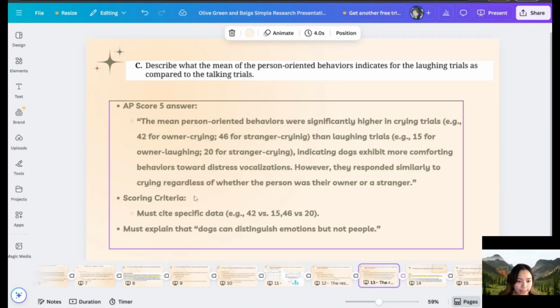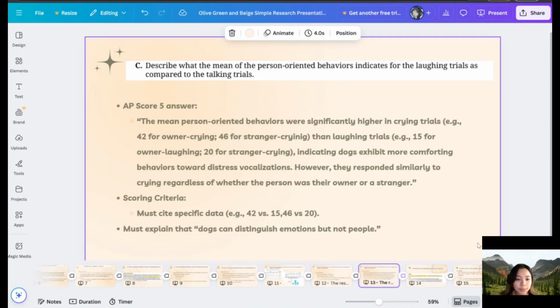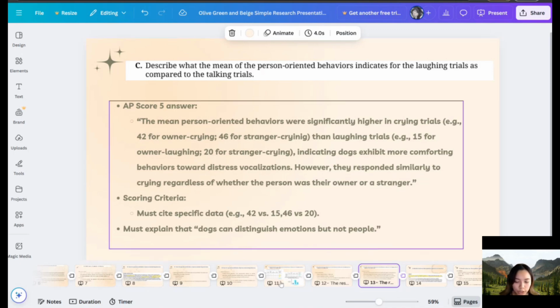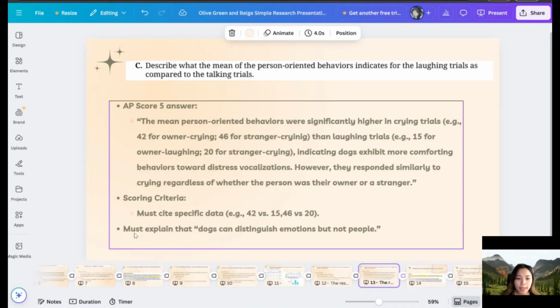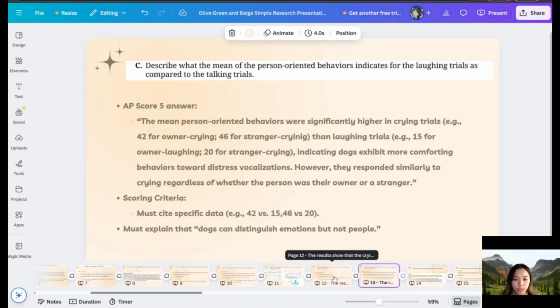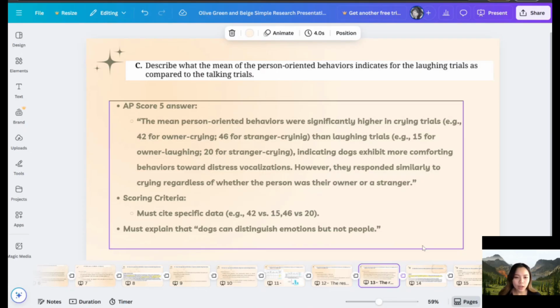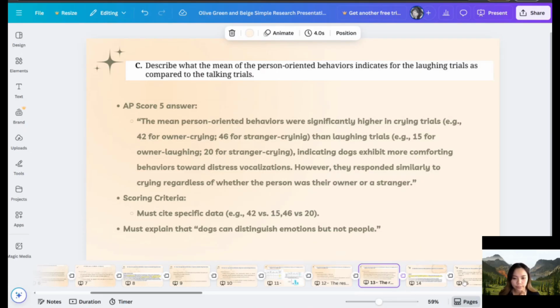The scoring point right here is you must cite the specific data in there, which is the 42 versus 15 or the 36 versus 20. And you also must explain that dogs can distinguish emotion but not people, because you can compare different data. 42 and 46 doesn't have a big difference over there.